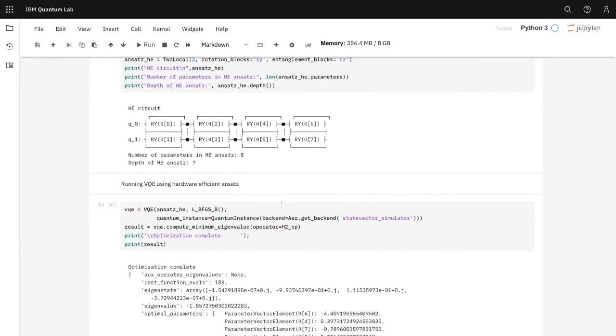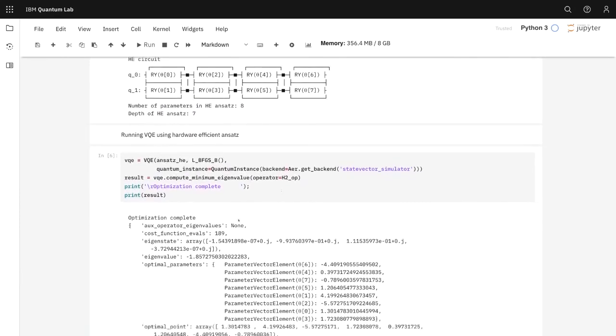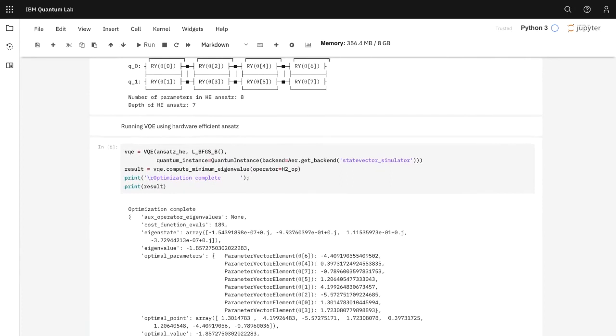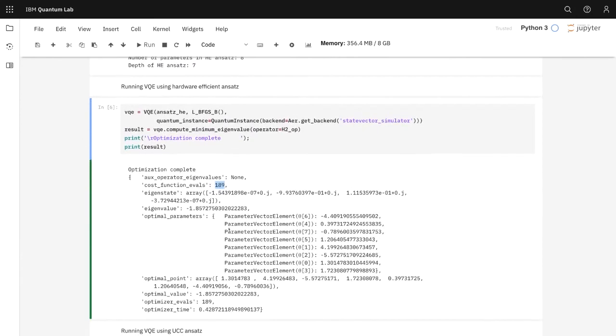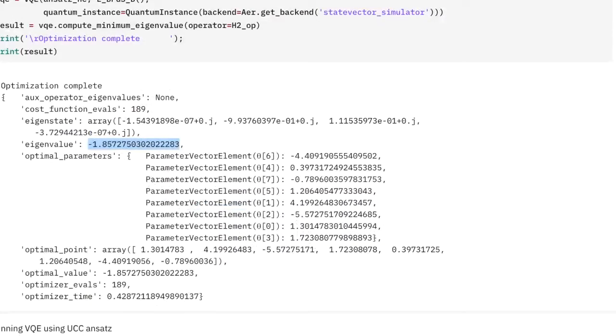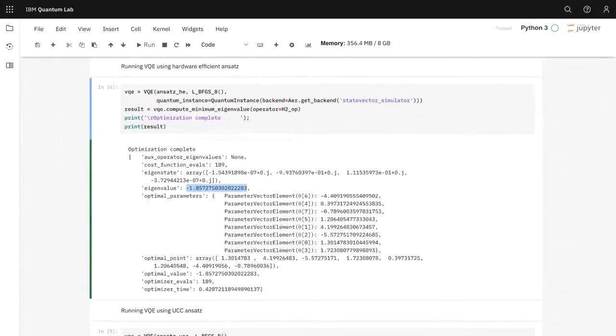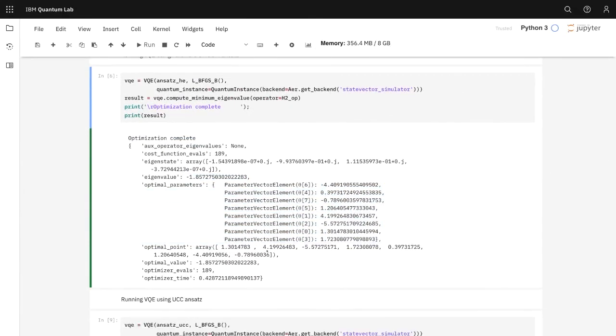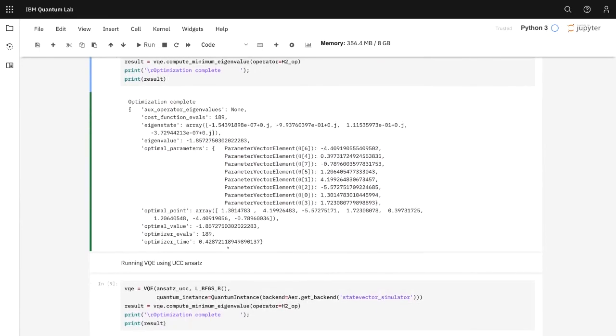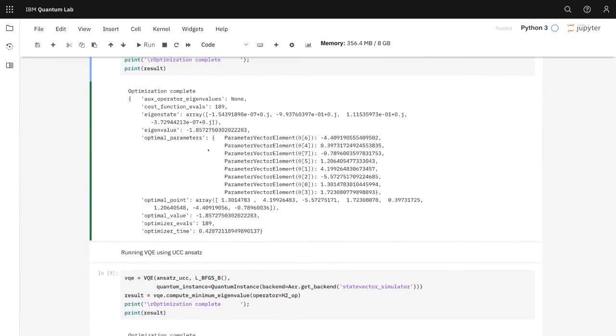And it does it very quickly. If you print the result, you can see that it's converged in 189 evaluations, and it gives you the eigenvector and the eigenvalue, which is our energy that we want, as well as the values of all the variational parameters. So this is the hardware-efficient Ansatz.